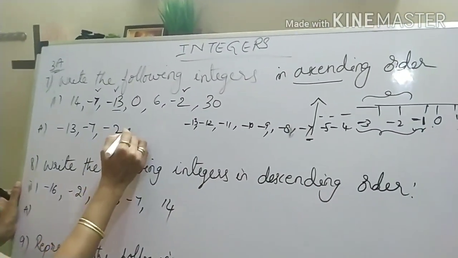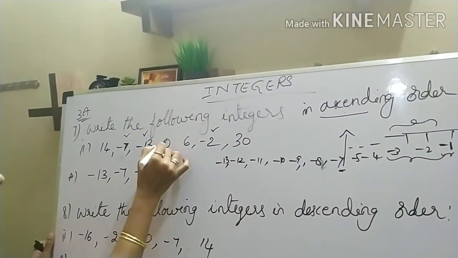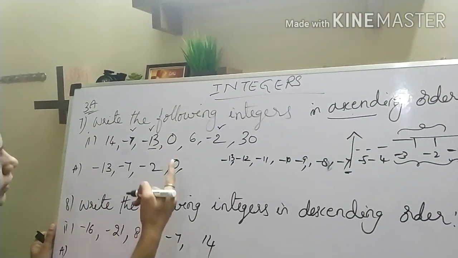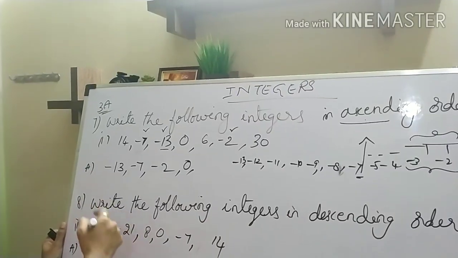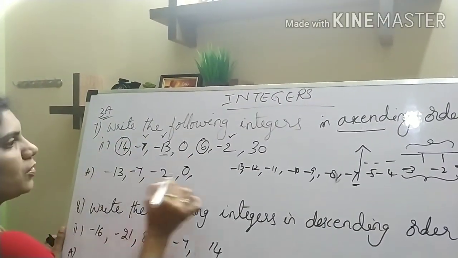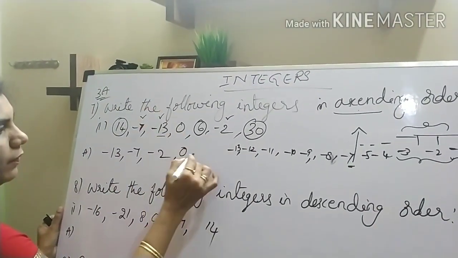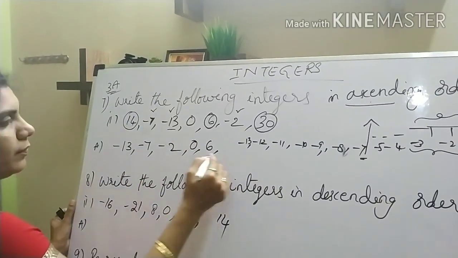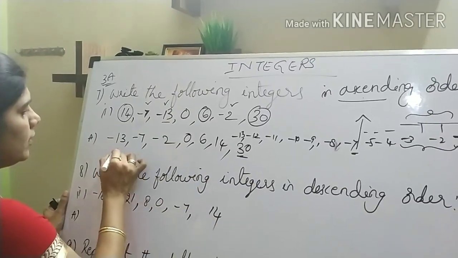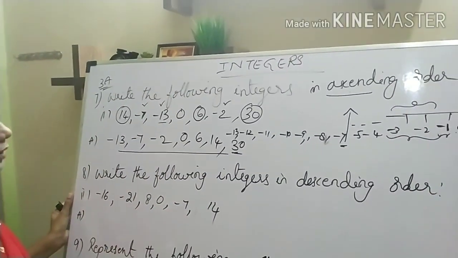Understood? So after this minus 2, you have to write this 0, because we have 0 here. Next after 0, start writing positive numbers, the small positive number first. In these positive numbers, smaller one first: 6. Next one, 14. After that the last one, that is your bigger number. So this is your ascending order of the given numbers.